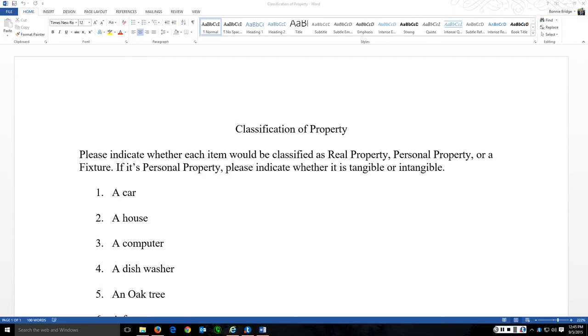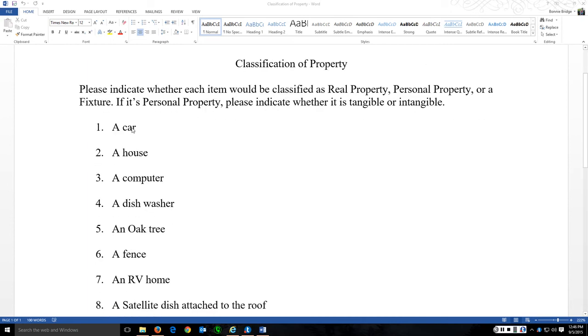Okay, now I'm going to believe that you pushed pause, you printed out the document, and you've written your little notes next to each item, whether you think it is real property, personal property, or a fixture. And if it is personal property, is it tangible or intangible? So we're going to go through these, each one together. So the first one is a car.